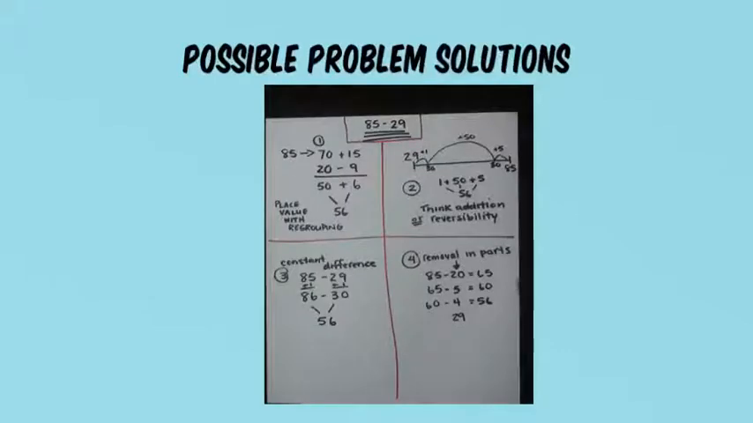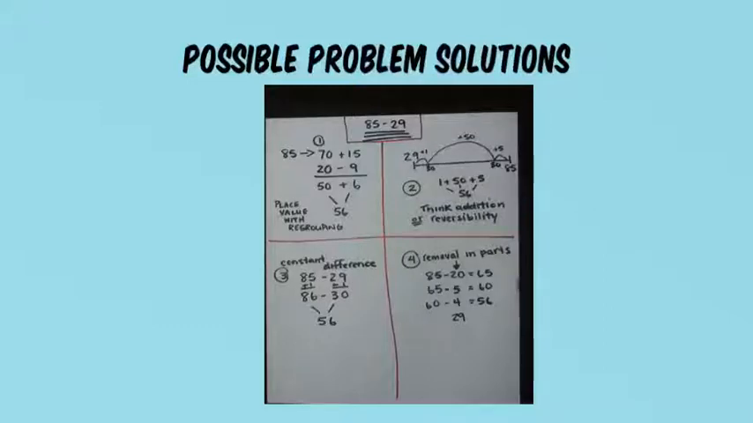Here are some examples of possible solutions. You could take 85 and break it down into 70 plus 15. And then you can break down 29 into place values of 20 plus 9. And you can subtract them, and you end up with 56. That's mental math.